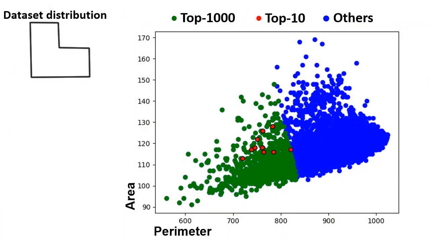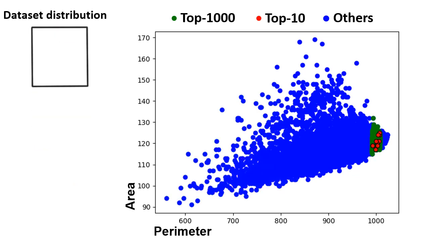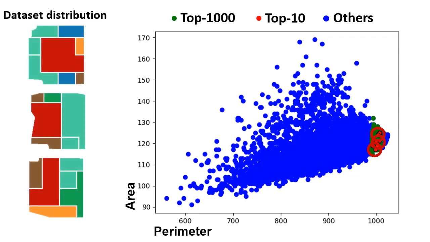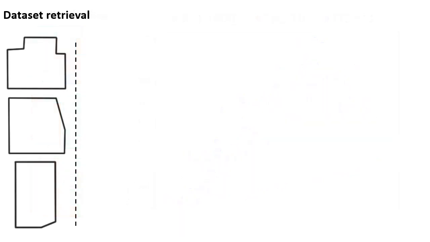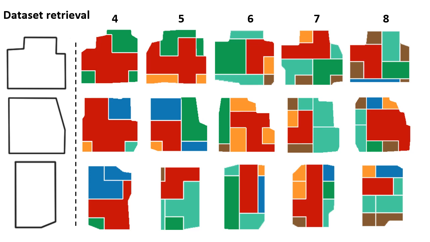Let's see the feature space and the retrieval results of different input boundaries. The two-phase retrieval could ensure that similar floor plan examples can be explored from the dataset. Here are some examples of the plan retrieval results. The users can also specify the component amount as the input to impact the explored plan examples.